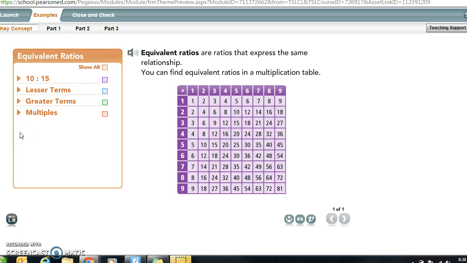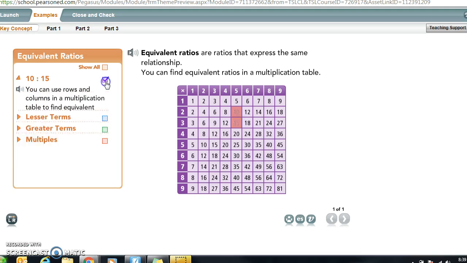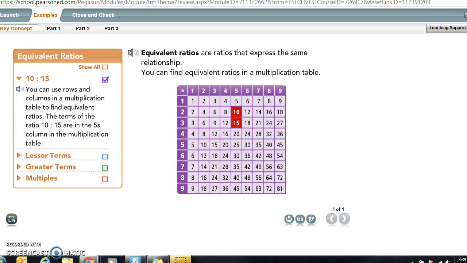So right now we're doing 10-2, which is exploring equivalent ratios. So an equivalent ratio, or ratios, are ratios that express the same relationship. You can find equivalent ratios in a multiplication table. You can use rows and columns in a multiplication table to find equivalent ratios.